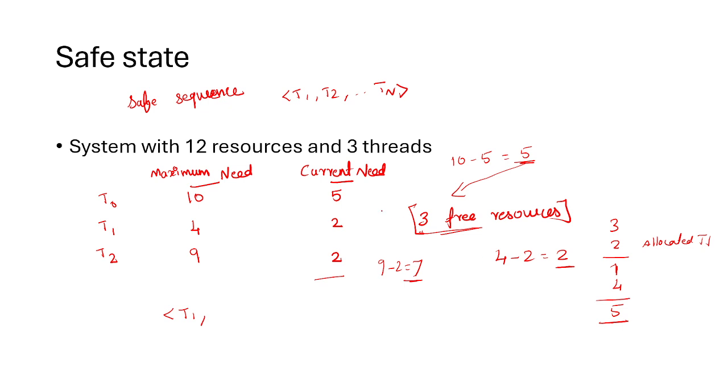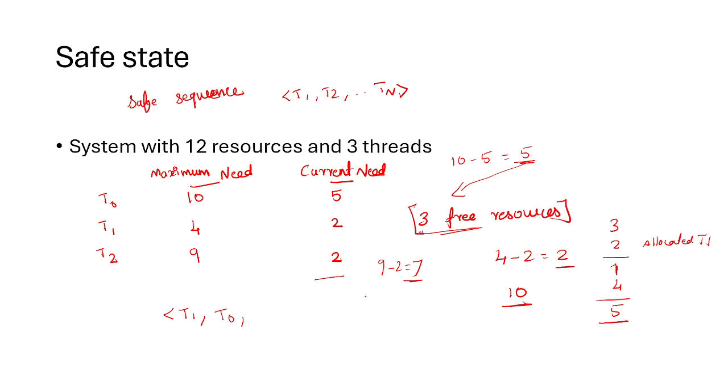Already 5 has been allocated to T0, so it needs the remaining 5. We have 5 resources. So T0 can start its execution and complete. After T0 completes, the already allocated 5 resources are also released. So totally now we have 10 resources.